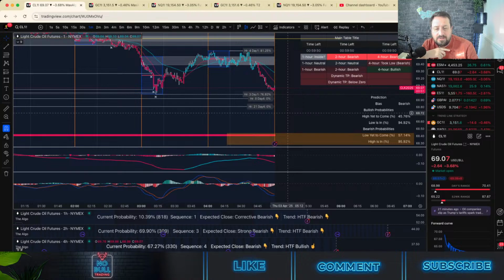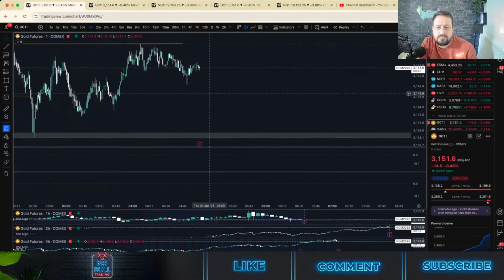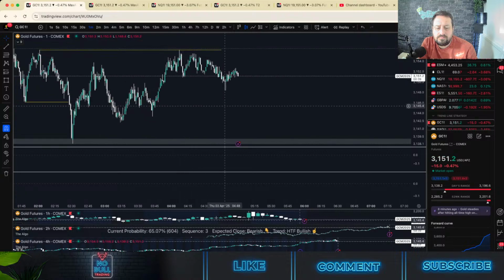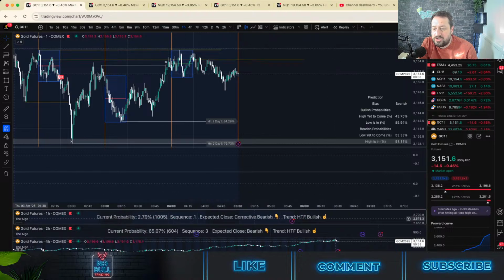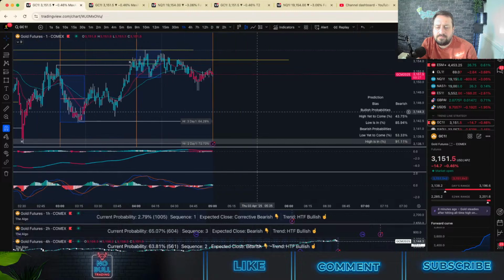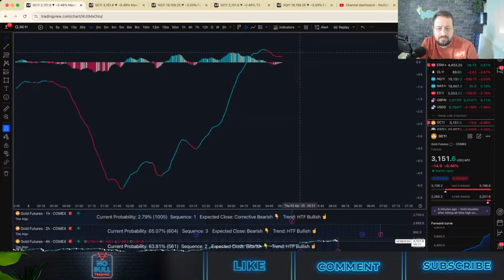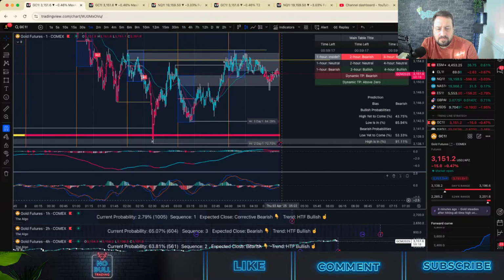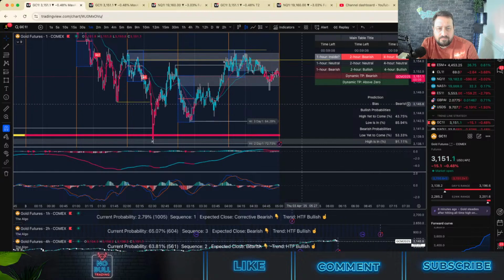All right, new hour. Lower time frame MACD looks like we might put in a little bit of a correction. Let's quickly round up everything. Right, corrective bearish on gold, sequence 1. Still above. If this corrects now, we can expect a fairly strong move down, but we'll see.